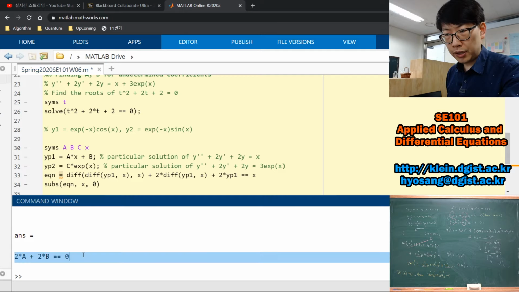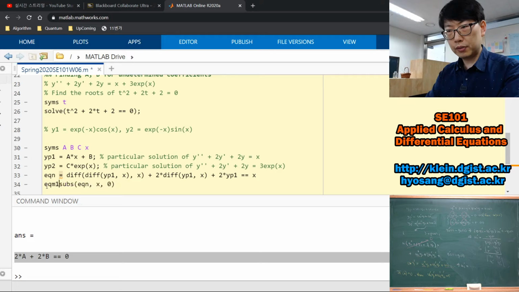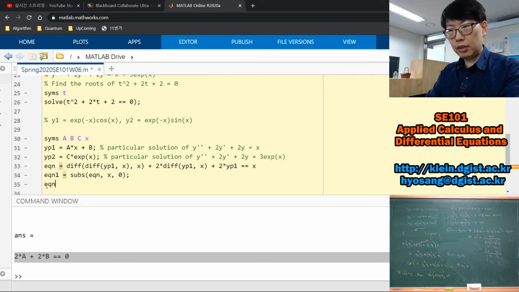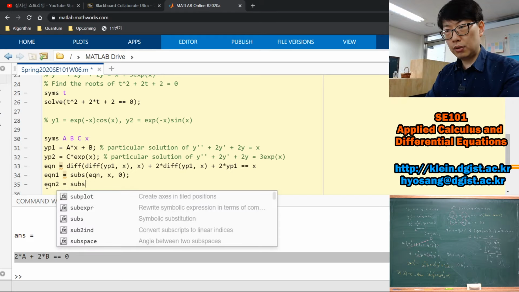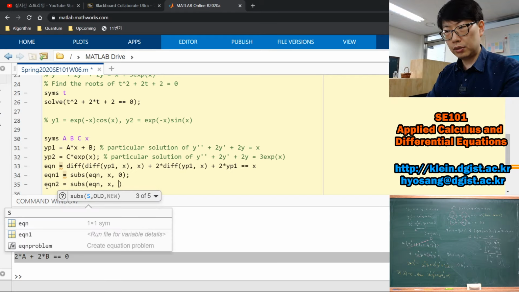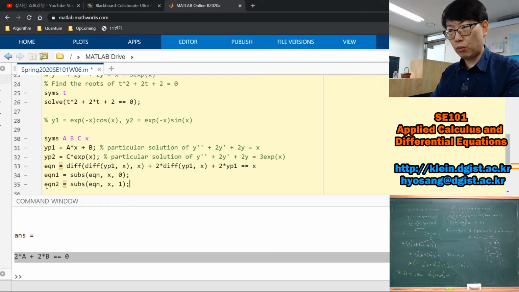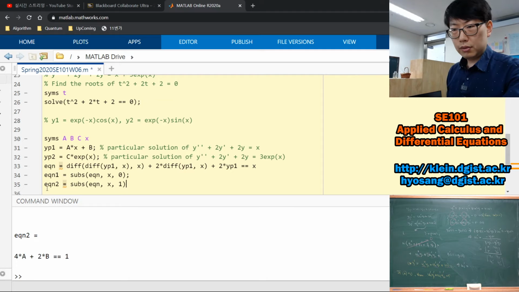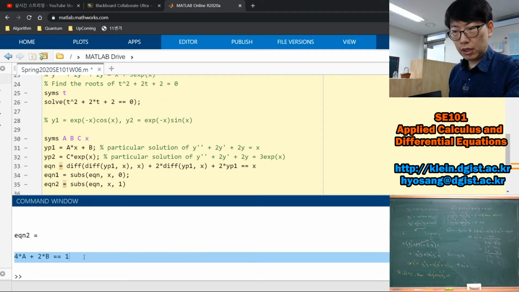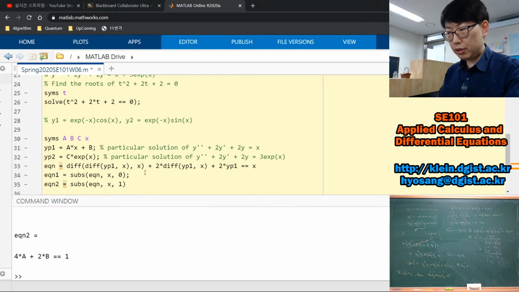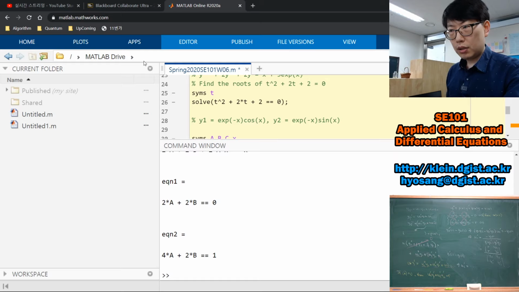Okay, so you see, this is also another equation. Let's say I call this equation 1. And that's not enough. I need another equation. I need to substitute x by another value, say 1. So this is equation 2. Okay, so basically I have two equations, equation 1 and 2.